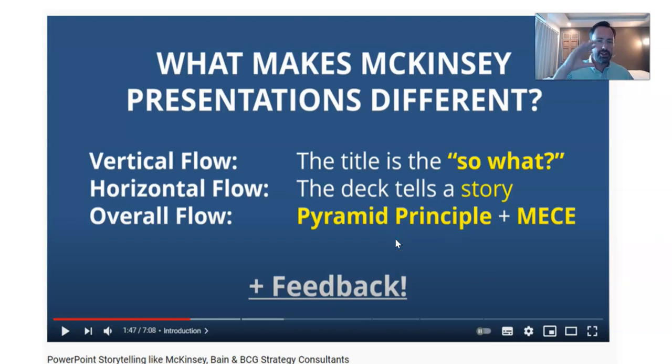Okay, so there's the vertical flow, which is like individual sections. There's the horizontal flow, which is how the sections are connected. And then there's the overall flow, the stuff that's embedded in everything. That is using what they call the pyramid principle and MECE, which I'm not going to talk about for this particular slide.